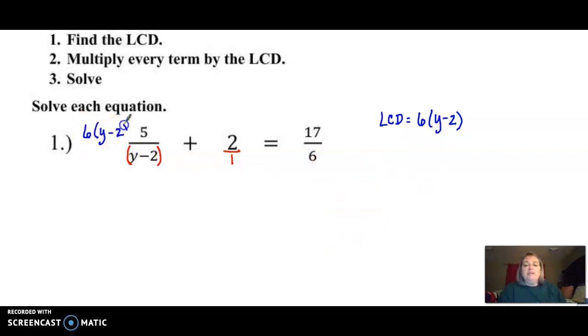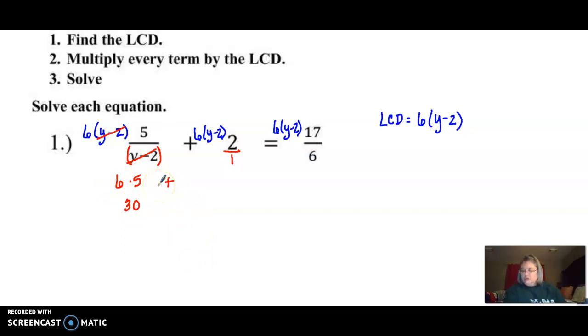6 times y minus 2, and 6 times y minus 2. And then we reduce just like we did before. I have a quantity of y minus 2. It reduces with this quantity of y minus 2. And that leaves me with my 6 times 5, or 30. Remember, if you want to skip that step and go straight to 30, you certainly can.